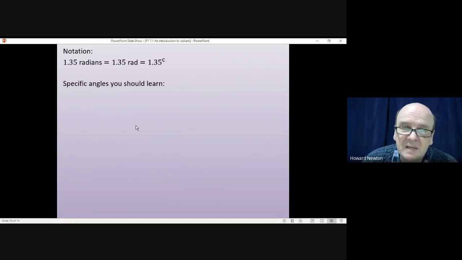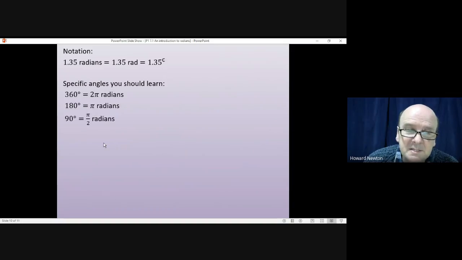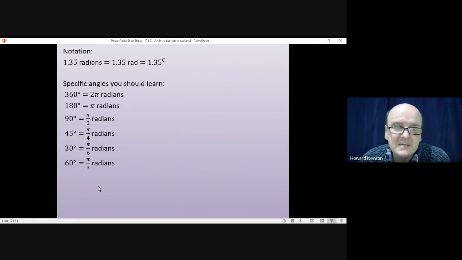There are certain specific angles that you do need to learn. 360 degrees, as we've already said, is exactly 2 pi radians. You should learn that. 180 degrees is pi radians. 90 degrees will be pi by 2 radians. 45 degrees, pi by 4 radians. 30 degrees is pi by 6 radians. And 60 degrees is pi by 3 radians. These angles turn up very, very frequently in questions. And whilst it's easy to work them out from 360 degrees is 2 pi, it is helpful if you just know them, if you can remember them.